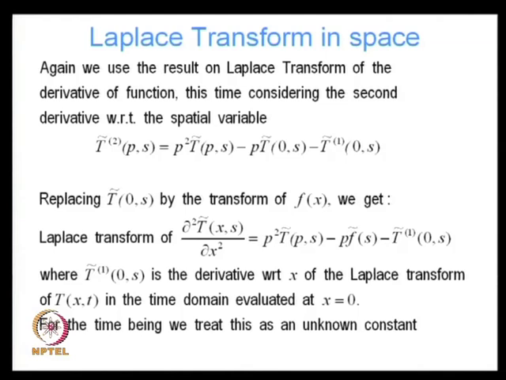It just told me about the function value at 0 and L, right, didn't tell me anything about the first derivative. So, I do not know that value, right. So, it is the derivative with respect to x of the Laplace transform of T(x, t) in the time domain evaluated at x is equal to 0. So, I do not know anything about that. For the time being, we will treat it as an unknown, right. Let us carry it along and treat it as an unknown.